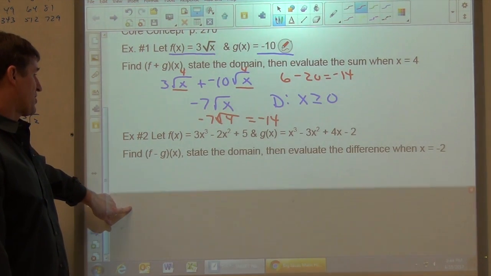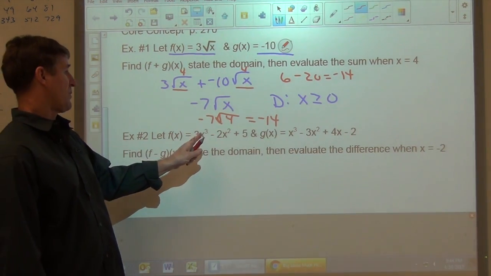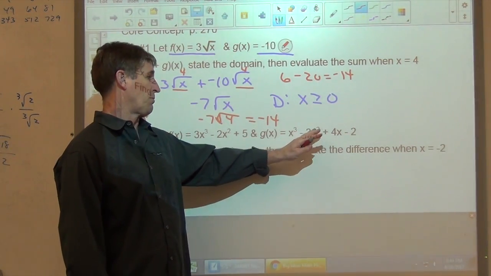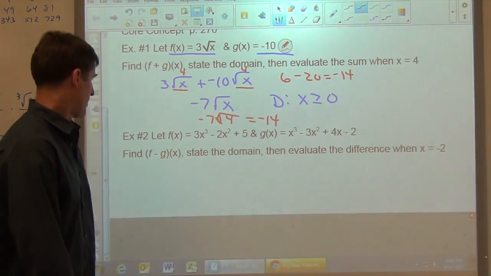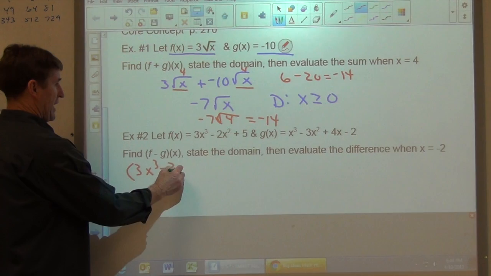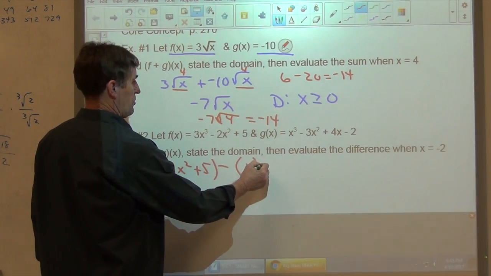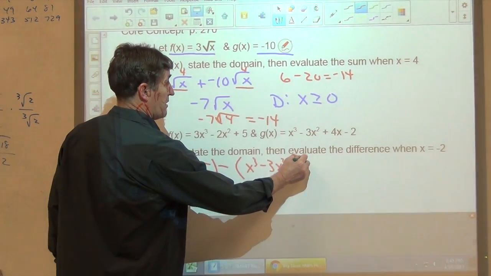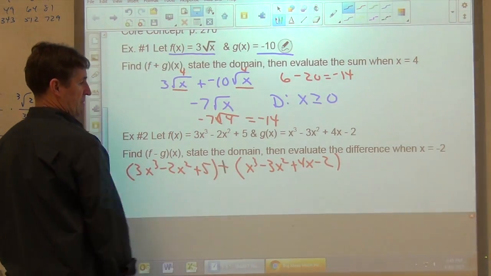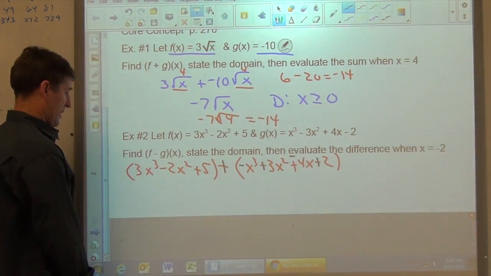So let's look at a subtraction problem. This one says let f of x equal 3x cubed minus 2x squared plus 5, and g of x is x cubed minus 3x squared plus 4x minus 2. So we want to do f minus g. We just go 3x cubed minus 2x squared plus 5 minus x cubed minus 3x squared plus 4x minus 2. Remember, since it's subtraction, change it to addition. Change the sign of everything inside, and now combine like terms.